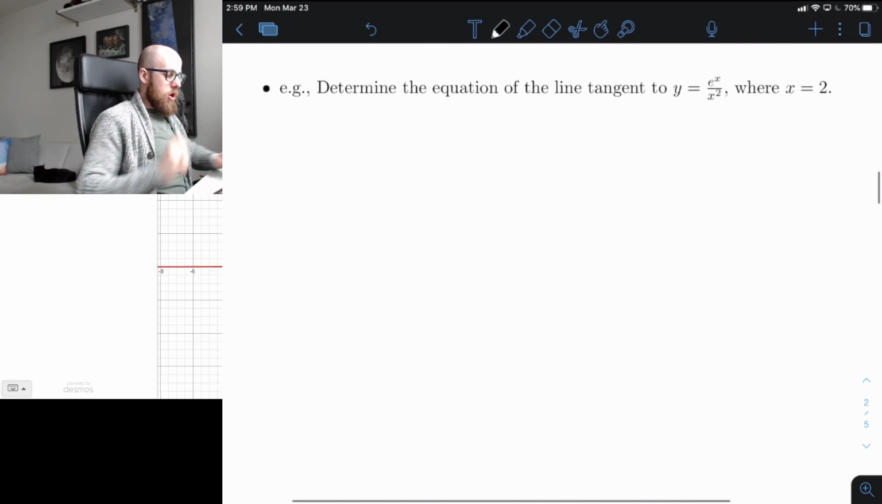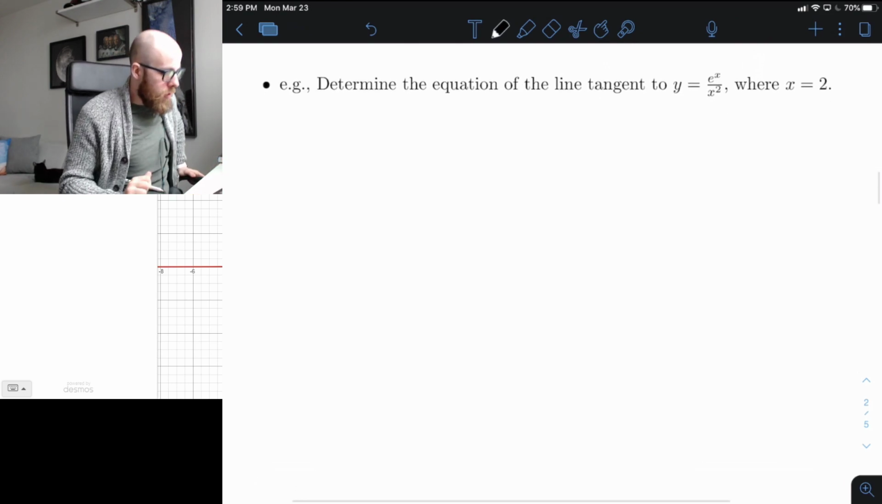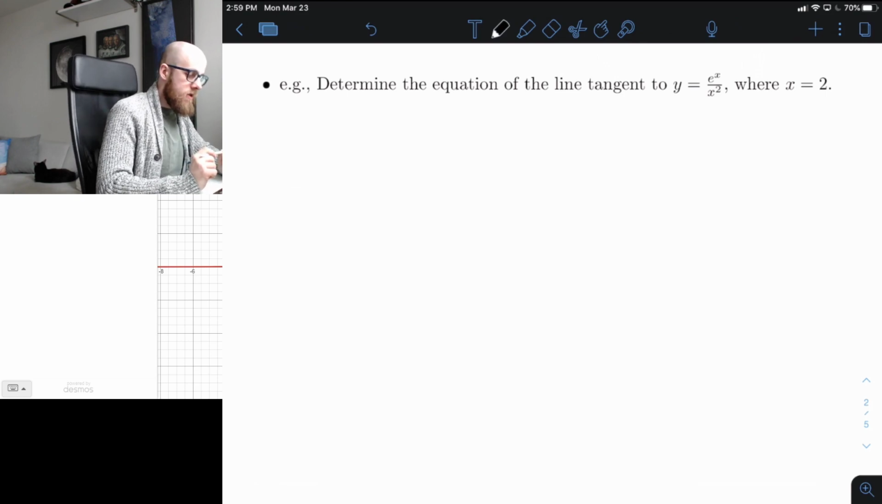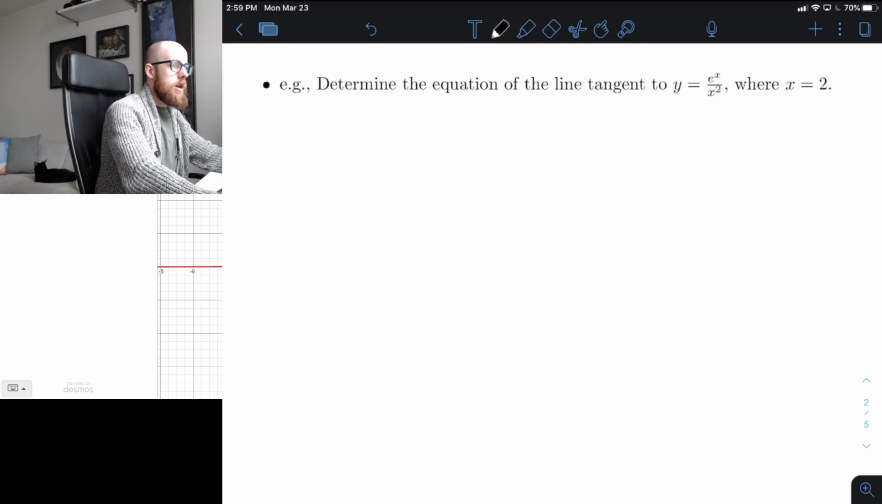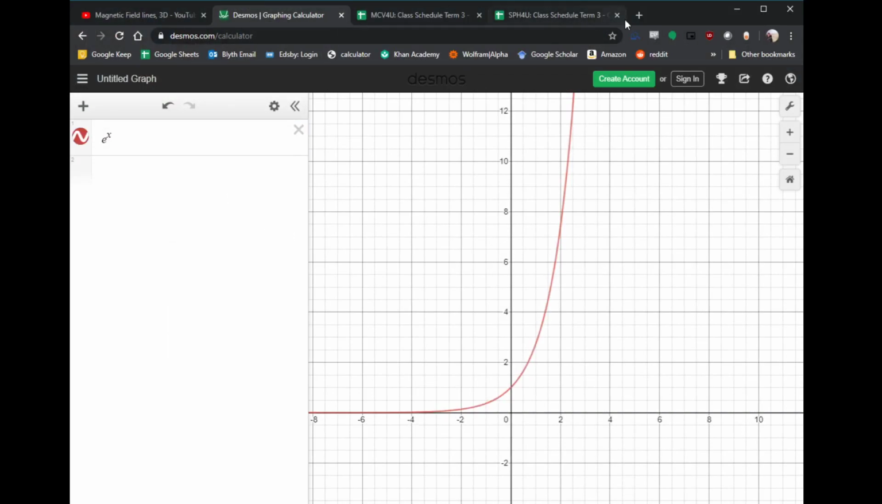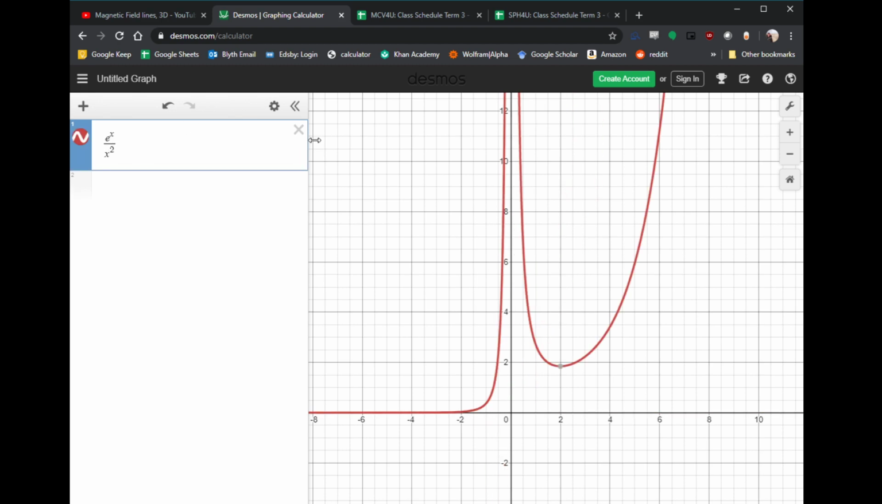So next example here, determine the equation of the tangent to y equals e to the x over x squared, where x is equal to 2. All right. So let's take a look at what this thing will look like in Desmos here. So we have e to the power of x over x squared. Oops. So we get something that looks kind of like this, and we are interested in the tangent line where x is equal to 2. All right. Now, from an initial look here, it seems like we're going to expect to get a horizontal tangent line. Okay. So let's actually plug this in, and we'll see what we get when we do that.